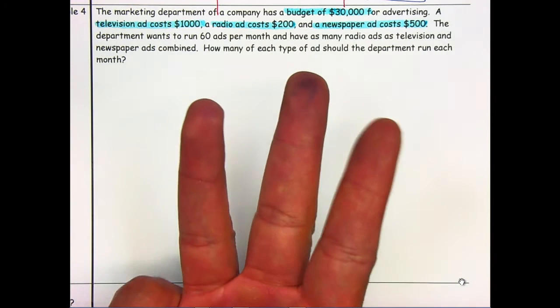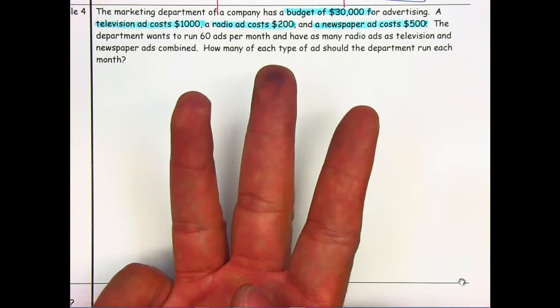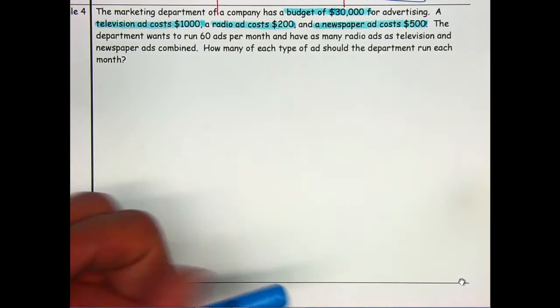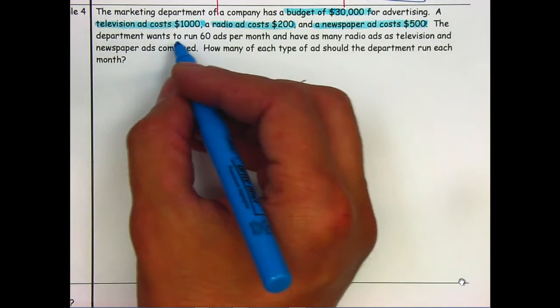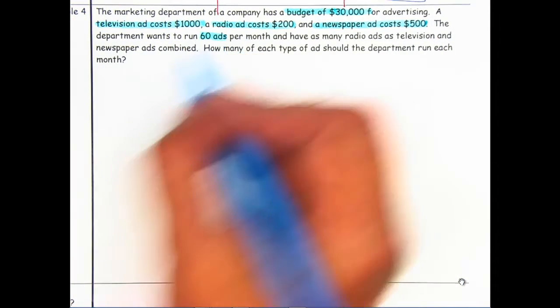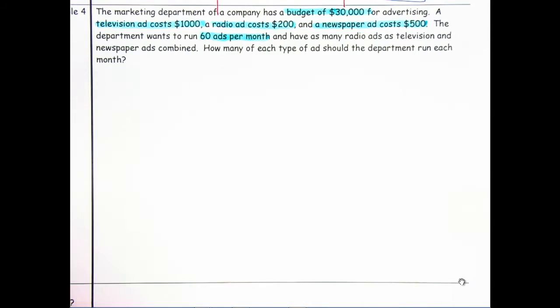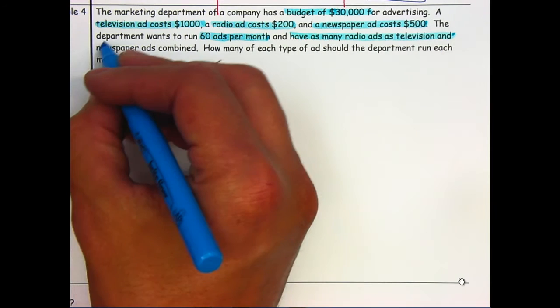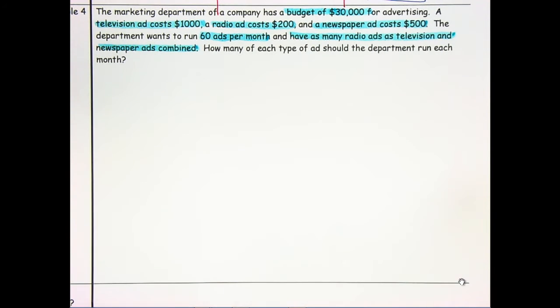If we have three things that we don't know, three variables, we need to have three equations in order to solve it. The department wants to run 60 ads total per month and have as many radio ads as television ads and newspapers combined. How many of each type of ads should the department run each month?